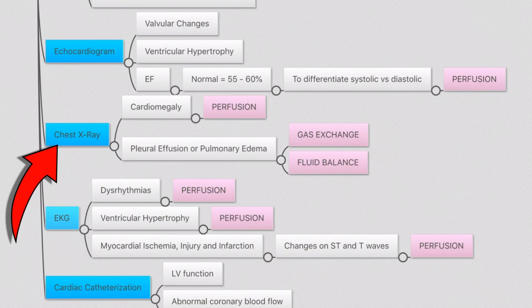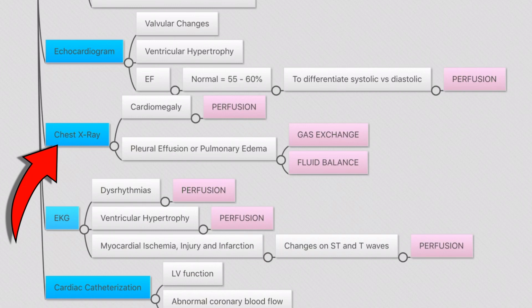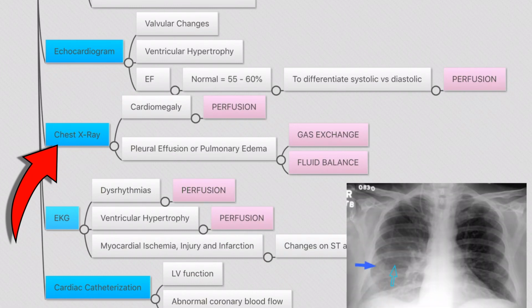Then you look at the chest x-ray. So chest x-ray can help you to determine how big the heart is. So we look at cardiomegaly. So there could be a problem with perfusion. And then you also look at the lungs. So chest x-ray can determine whether the patient has pleural effusion or pulmonary edema. So again, gas exchange and fluid balance.